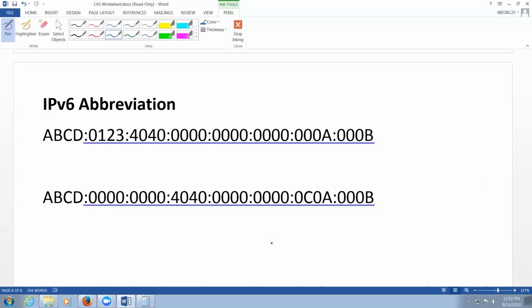So what about this one right here? How can you do this one? ABCD, double colon, 40, and then 4040. I tricked you guys. You can only do a double colon once. So you can put 0, but you can't put 0, 0. And then you'd have colon C0A, colon B.